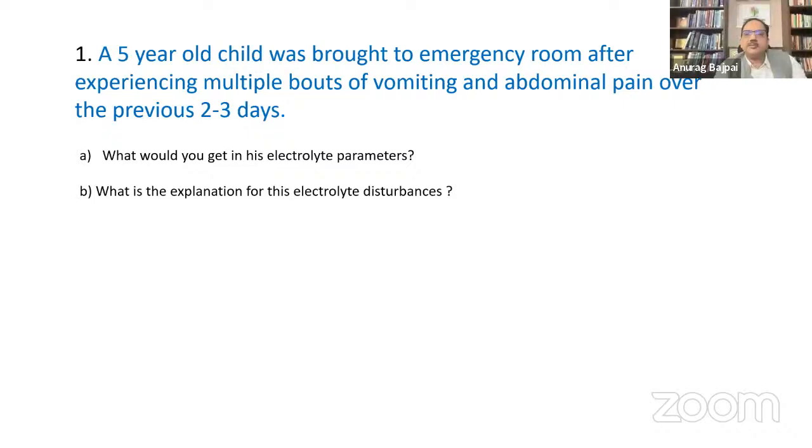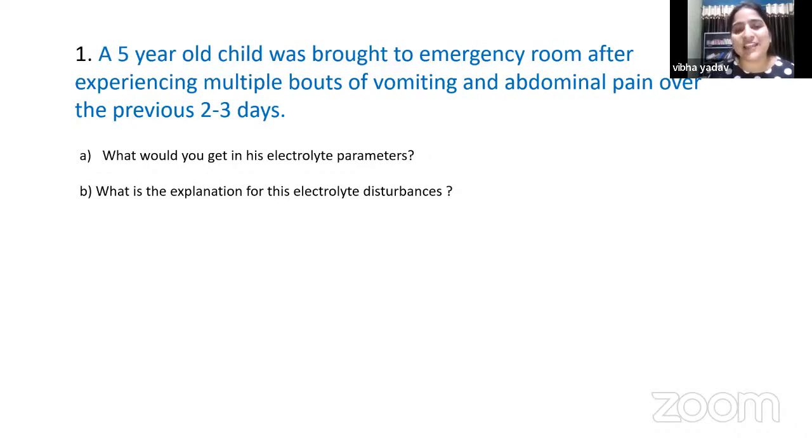And so kindly put on the chat box so that we know it's been interactive. So what are the electrolyte parameters you will expect? Vibha, what will you expect? So there will be metabolic alkalosis with hypokalemia, as there is a loss of gastric acid in the form of vomiting, and there is a loss of volume also. It will activate. And the next question is explanation of this electrolyte disturbance.